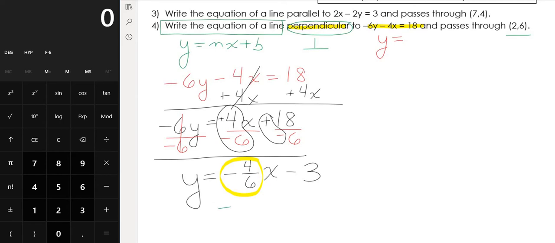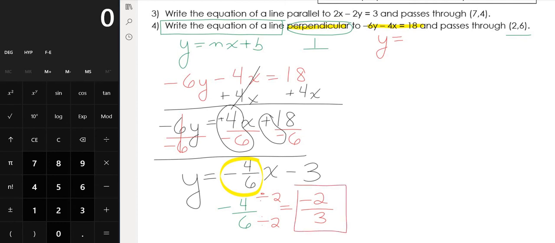So I'm going to take the negative 4 over 6 and simplify it. I'm going to look for the greatest common factor, the GCF. Both of them can be divided by 2 because they're even numbers. So I'm going to divide the top and bottom by 2. Negative 4 divided by 2 is negative 2. 6 divided by 2 is 3. So negative 2 over 3 is the slope of the line they provided.